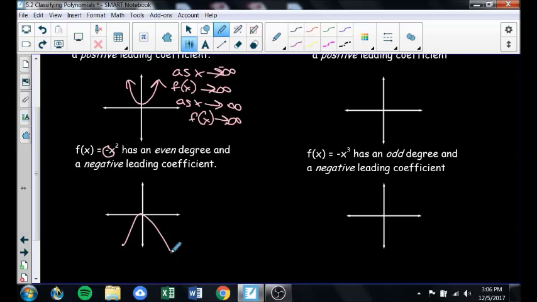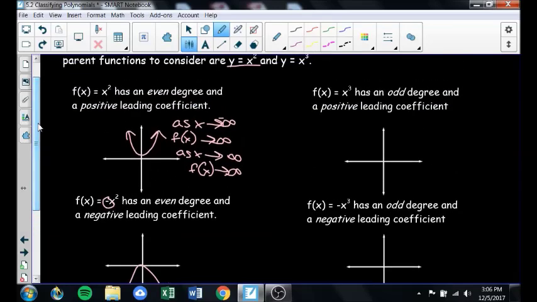Y equals x to the third is a really basic odd function. It goes generally like this. Although if you're just doing plain old x to the third, it actually graphs like this. This is y equals x to the third. Up on the right, down on the left, or you switch it if it's a negative leading coefficient.